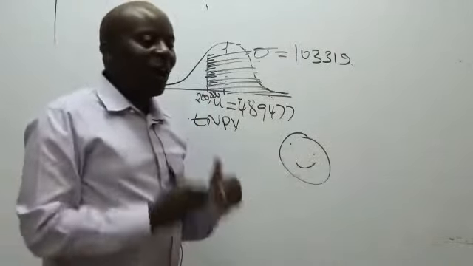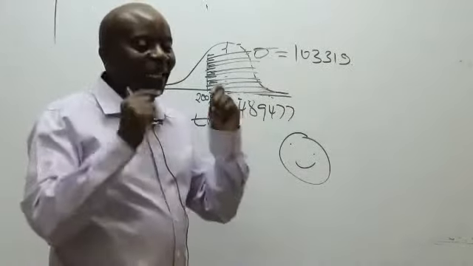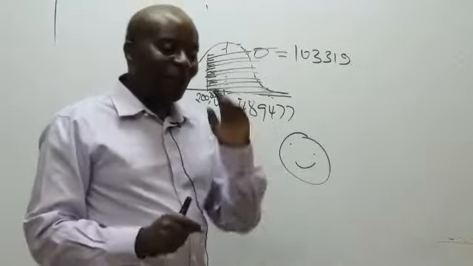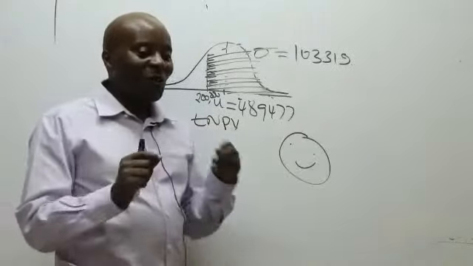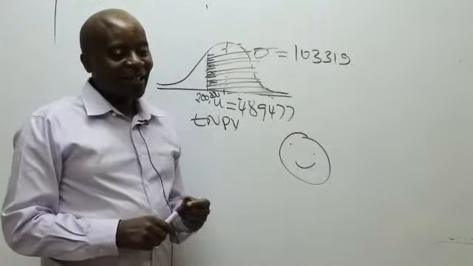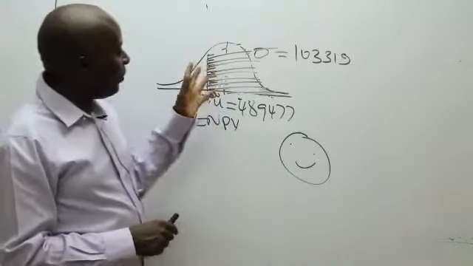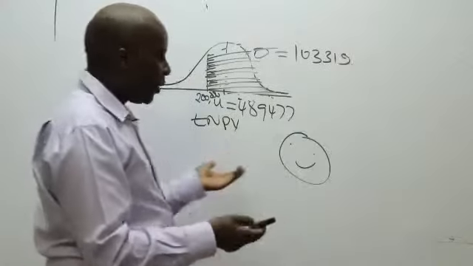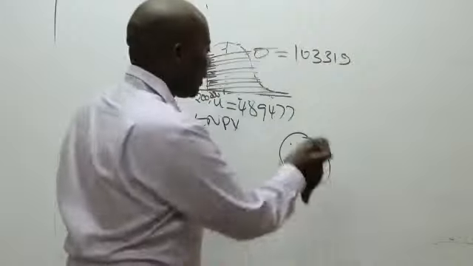Now, after reaching there, ladies and gentlemen, what do you think we should do next? Normal distribution calculation is the end of the road. Once you have drawn the normal curve this way, the next thing is Z. You standardize.